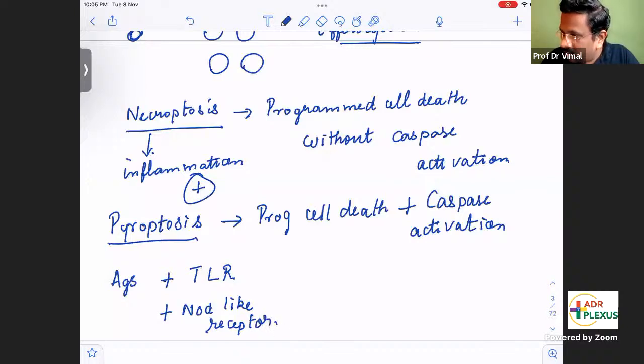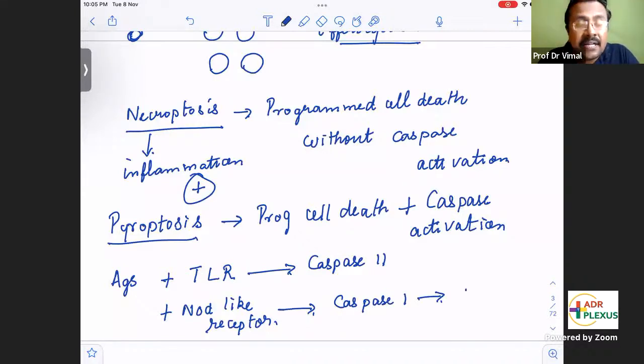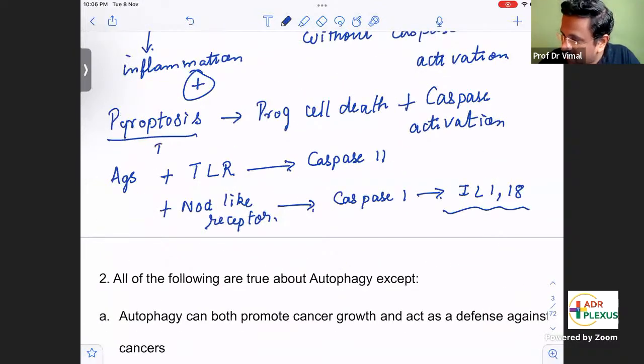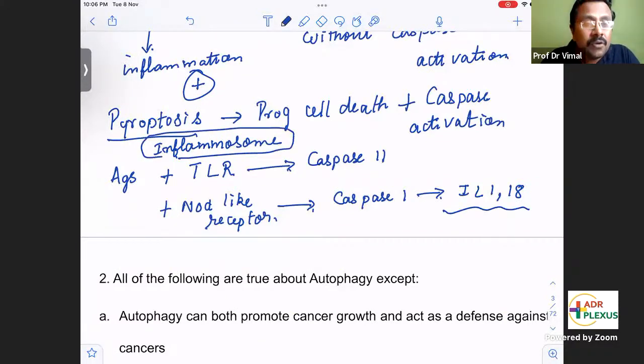When it combines with the toll-like receptor, it activates caspase 11, and with the node-like receptor, it activates caspase 1, thereby stimulating interleukin 1 and interleukin 18. This results in fever-like symptoms in pyroptosis. The organelle involved in pyroptosis that we have to know is the inflammasome.